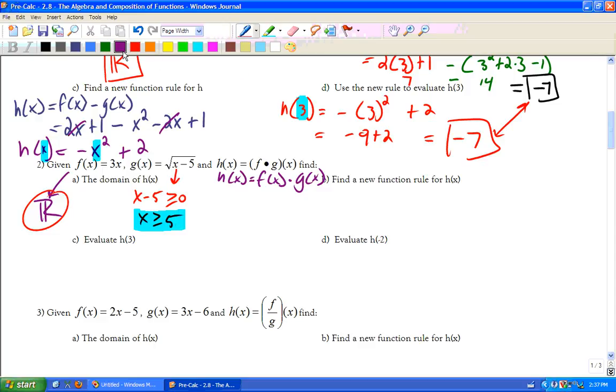Next it says find a new function rule for h of x. Well, once again, h of x equals f of x times g of x. So we can say h of x equals f of x, 3x, times g of x, the square root of x minus 5. Nothing special happens here. We can't cancel. We can't combine any like terms. So that is our h of x rule.